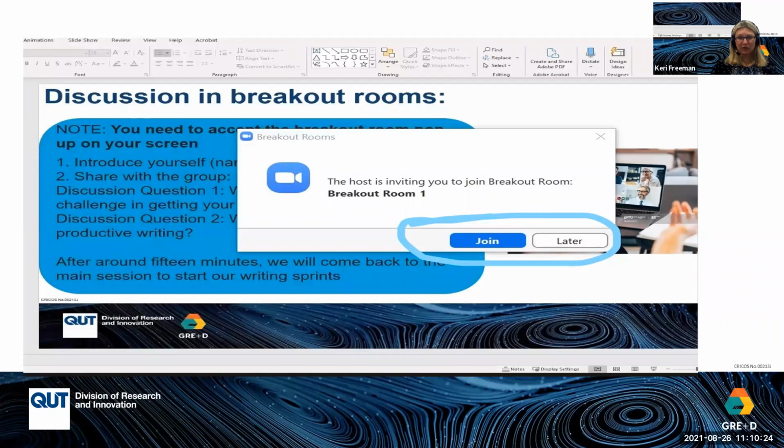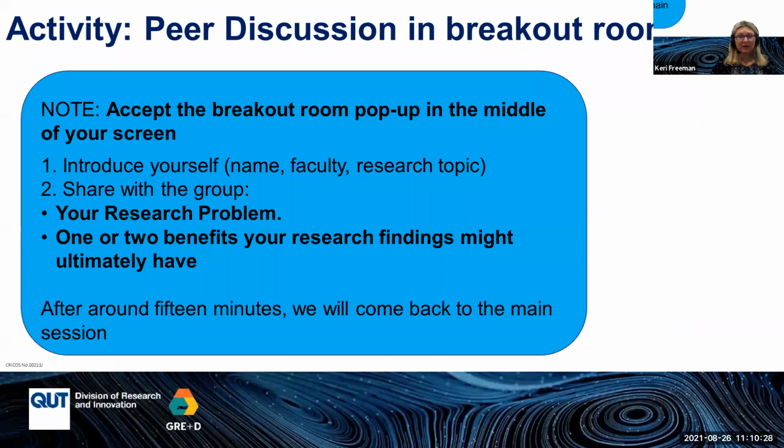Don't forget you have to accept the pop-up. And these are our questions that we're going to discuss. So introduce yourself quickly. We're going to talk about the research problem, your research problem. So remember the questions at the beginning to start you thinking. If you can articulate in a couple of sentences your research problem and the benefits, that's going to help you to get those clear in your mind. So discuss those with your peers.